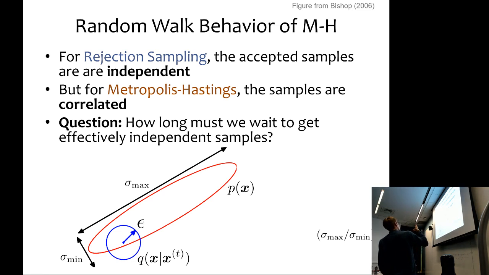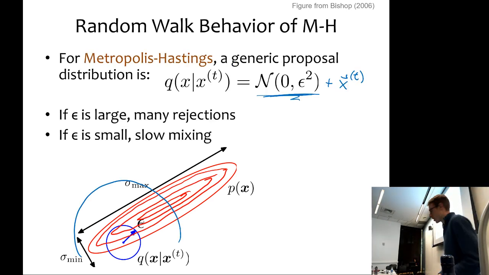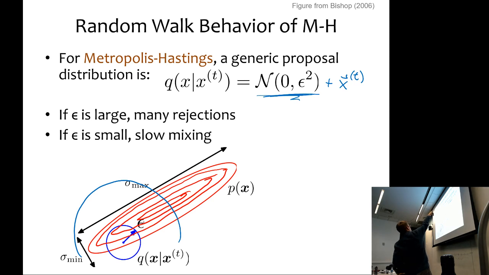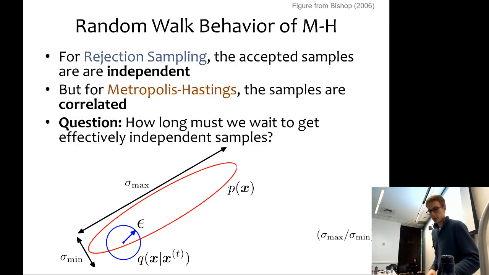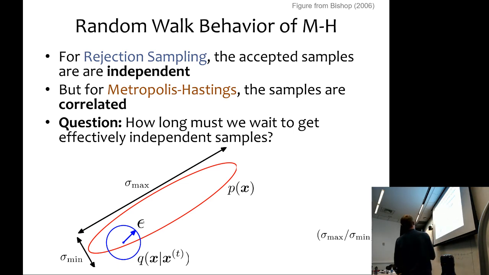For rejection sampling, the accepted samples are actually independent, and the reason for that is that the proposal distribution doesn't depend on the current state. Going back to my example, before I added the plus xt, that would be kind of like a rejection sampler. This is just some generic proposal distribution that doesn't condition on the current state. It's just a distribution over x's. But once we condition on xt in an informative way, now we get this random walk behavior. So this is the key contrast between our rejection sampler and Metropolis-Hastings: Metropolis-Hastings has this sequence of steps in the random walk that are actually correlated.